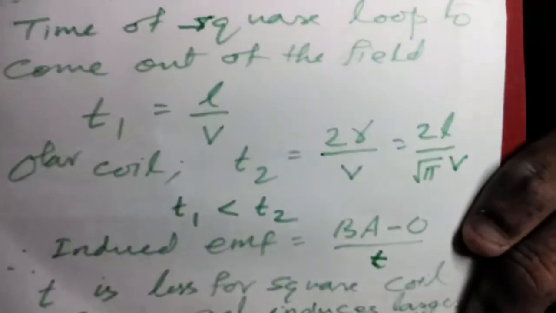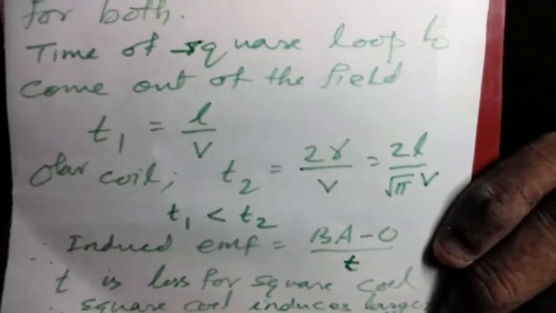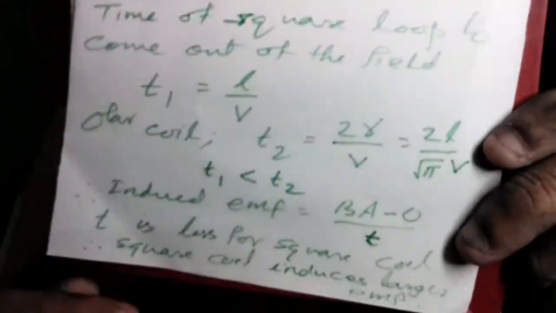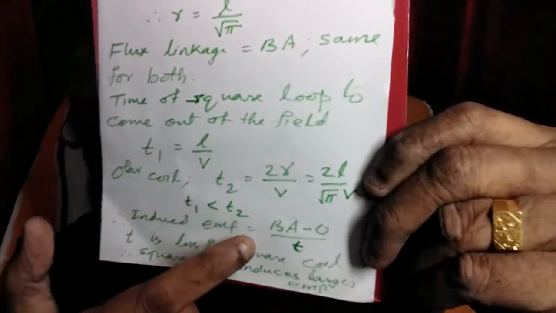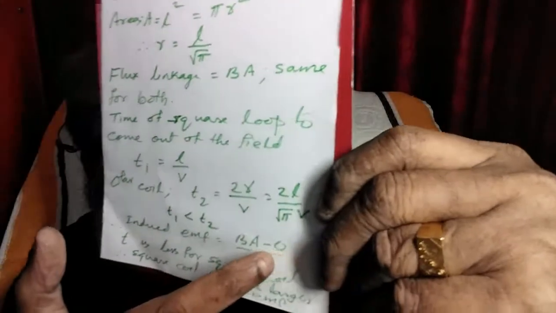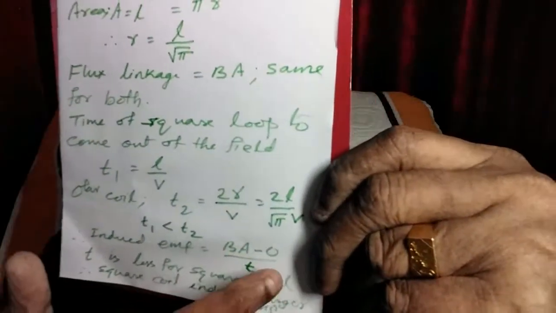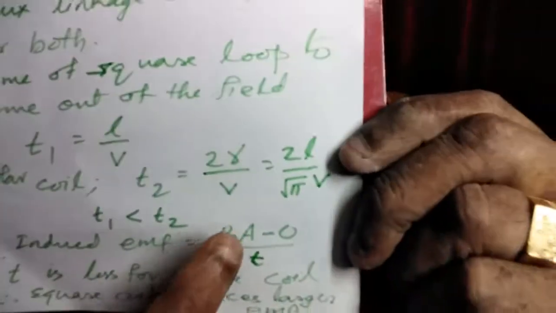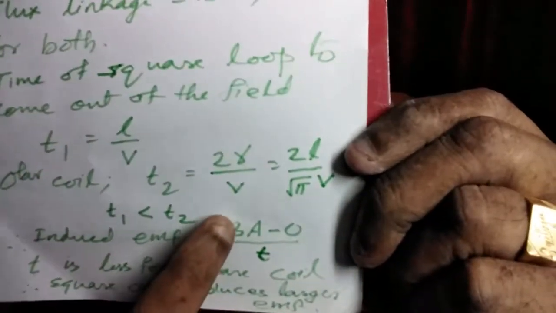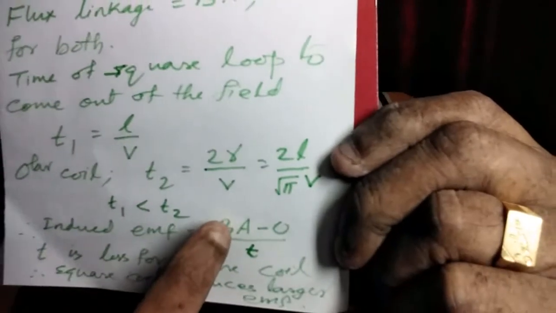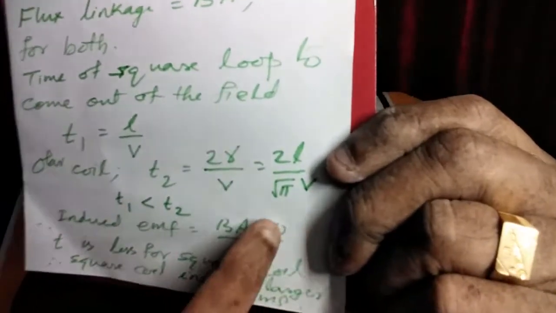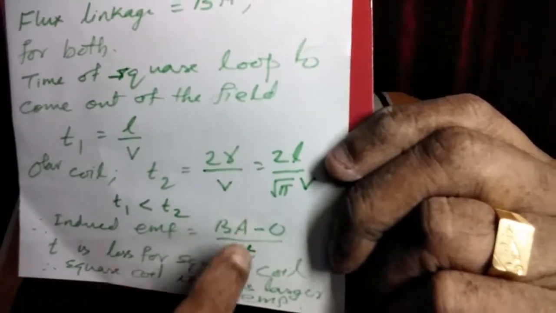Therefore, induced EMF, which is the rate of change of flux linkage, is BA minus 0 by T. When the coil is out of the field, the flux linkage becomes 0. Initial flux linkage is B into A, so the change in flux is BA minus 0. That divided by T is the rate of change of magnetic flux, and this is equal to the magnitude of the induced EMF according to Faraday's law.